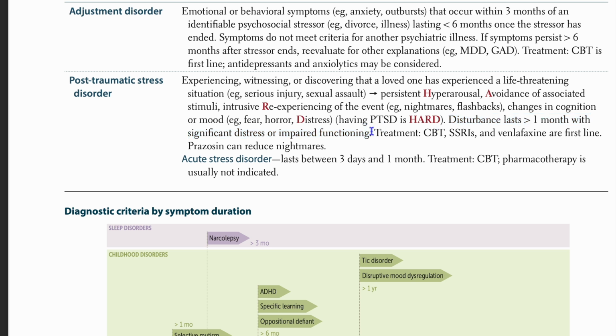So if it's less than 1 month, it's not called PTSD, it's just them dealing with it. But if it lasts more than 1 month, it's going to be about some soldier who came back from war and then certain things triggered them to relive their stressful experience. Okay, so disturbance lasts more than 1 month with significant distress or impaired functioning. Treatment is CBT; SSRIs and venlafaxine are first line. Prazosin can reduce nightmares. Acute stress disorder lasts between 3 days and 1 month. Treatment is CBT. Pharmacotherapy is usually not indicated. So acute stress disorder lasts from 3 days to a month, but if it's more than 1 month, it's going to be PTSD. So you've got to differentiate between these two, and that's from this.